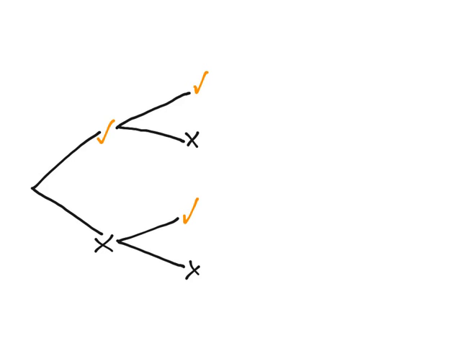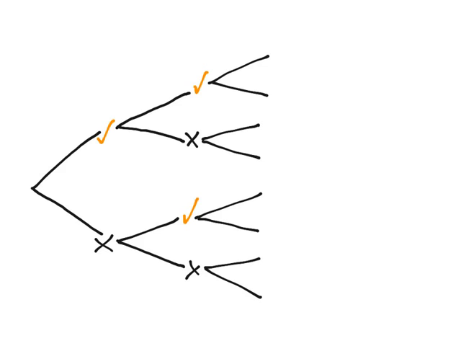Let's keep building for our third dice throw. We have two outcomes from each of those little pathways. And each time, it could be a success, or a failure.